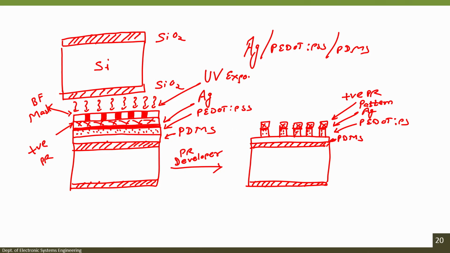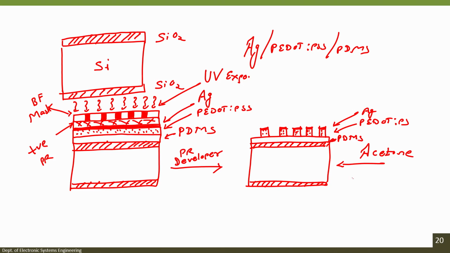So, for stripping of positive photoresist, what will we do? We will dip this wafer in acetone. If I dip this wafer in acetone, what will happen? My positive photoresist will be stripped off. The positive photoresist is stripped off. So, my positive photoresist is gone. Now, what do I have? I have silver and PEDOT:PSS, right. Do I require silver? I do not require silver, right. So, what will I do? I will etch silver now.